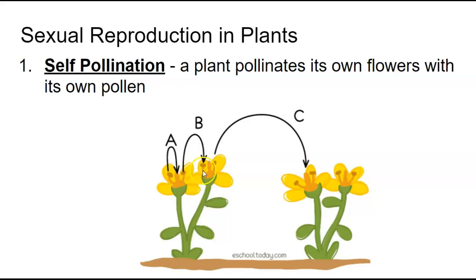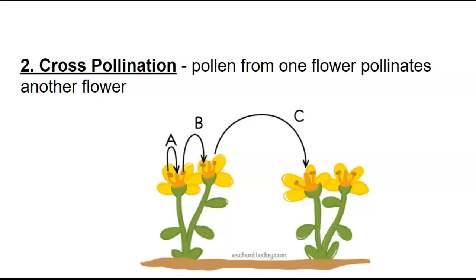B is also an example of this because it's still part of the same plant. It's separate flowers, but all of the DNA in this plant is still the same. So same plant, it's just fertilizing or pollinating two different flowers. Then we have cross-pollination. And this is pollen from one flower pollinating another flower on a different plant.